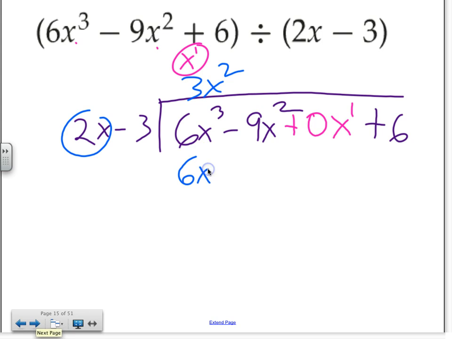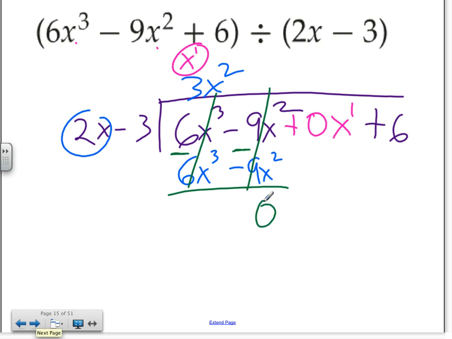We guarantee to have 6x cubed, and 3x squared times negative 3 is? Negative 9x squared. What do we do after this? Subtract. Don't forget, if you subtract, I have to subtract both terms. And let's subtract. What is 6x cubed minus 6x cubed? 0. What is negative 9x squared minus negative 9x squared? 0 as well. So basically I have nothing left. And then what do I bring down next?